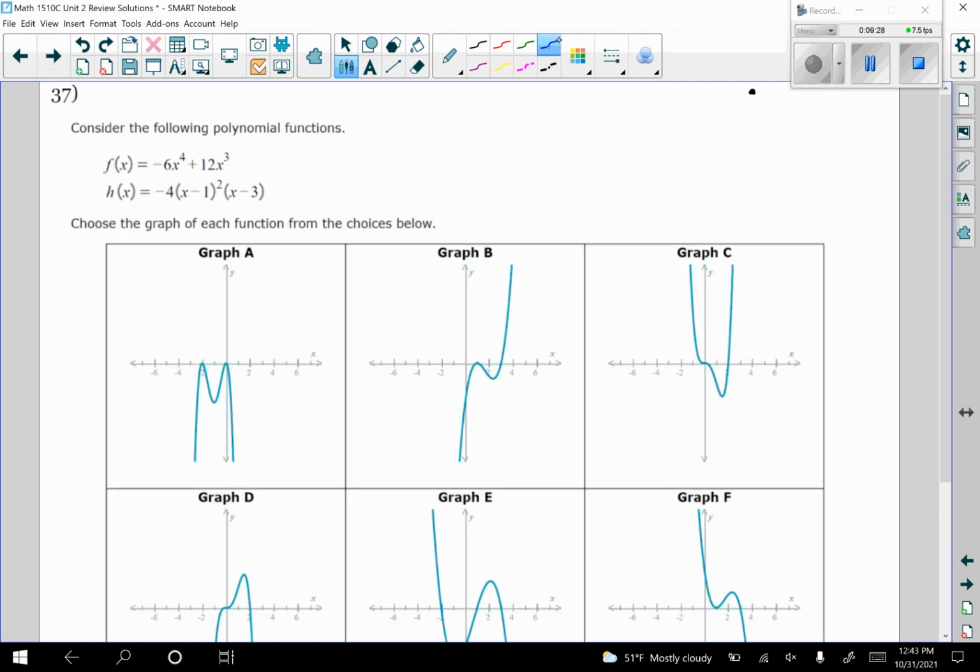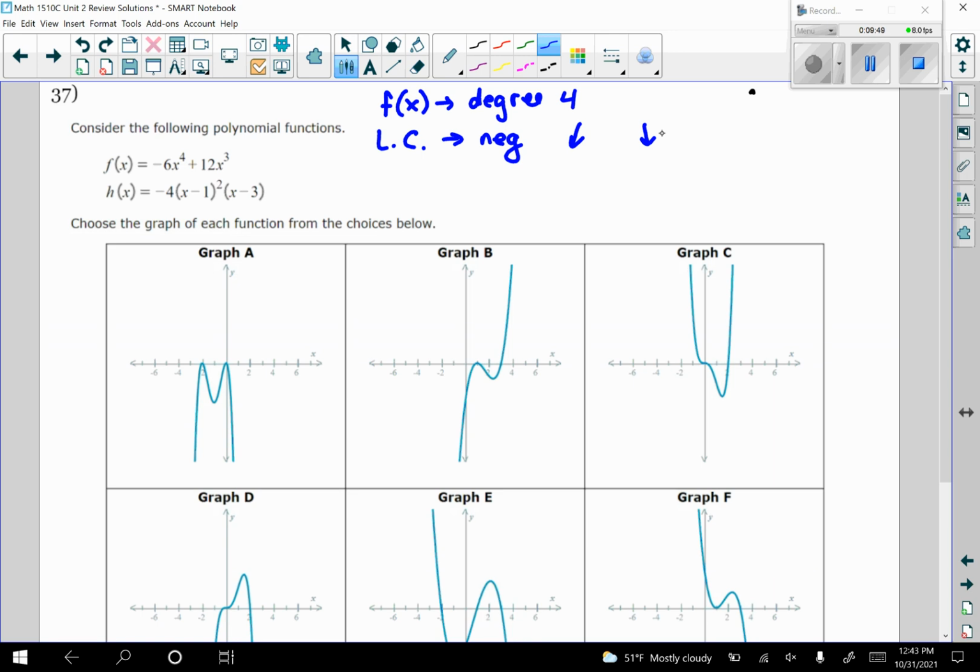Okay, for 37, we're matching here. So let's write out everything we can about f of x. The degree of f of x is 4. I'm going to abbreviate here. The leading coefficient is negative, so that means both of my ends are opening down.